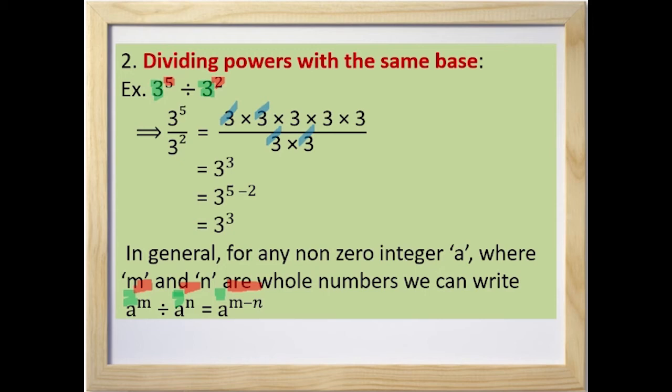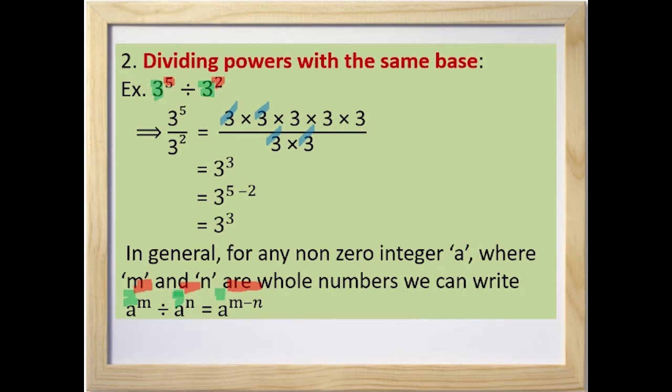Children, now we can write this 3 raised to the power of 5 divided by 3 raised to the power of 2 as 3 raised to the power of 5 by 3 raised to the power of 2. Understood, children? Now, what is 3 raised to the power of 5? It is 3 multiplied to itself 5 times. And what is 3 raised to the power of 2? It is 3 multiplied to itself 2 times. Now, children, we have to cancel out the common factors both from the numerator and denominator. So, we will cancel out one 3 in the numerator, another 3 in the denominator, and another 3 in the numerator, another 3 in the denominator.